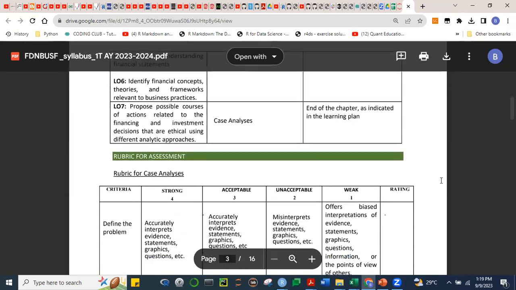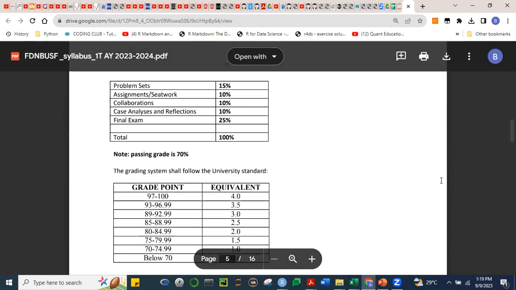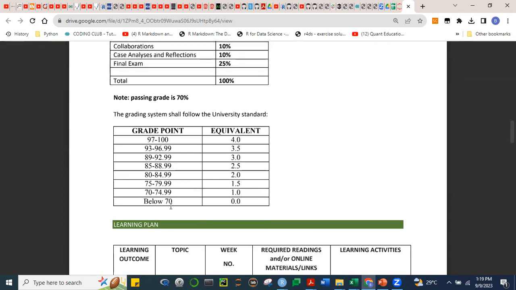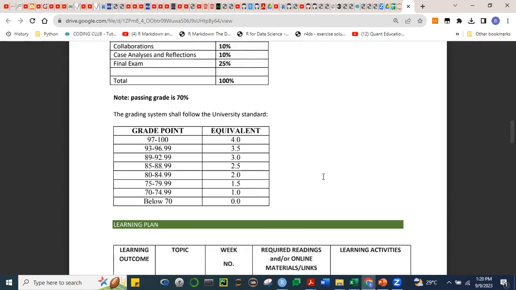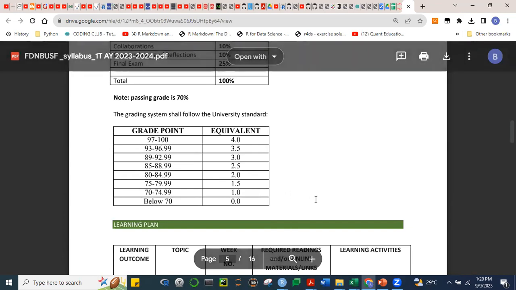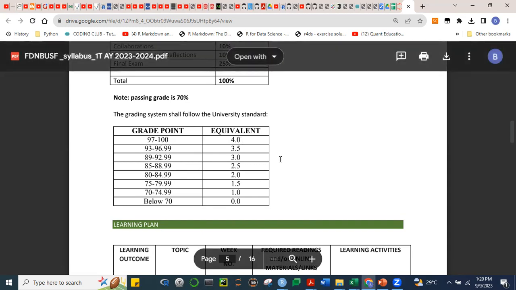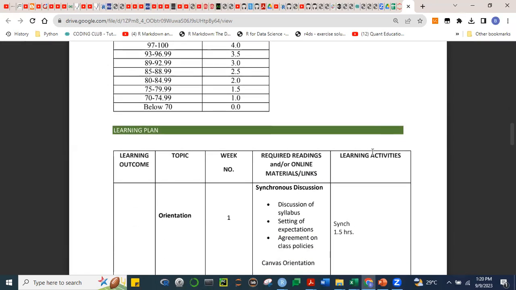All right, so what are the lessons that we're going to focus on in this subject? You know the equivalents of the grades: 97 to 100 is 4.0, and below 70 is a repeat. I don't expect any one of you to be planning on getting a grade below 70. Pretty sure most of you, if not all of you, will attempt to get the highest grade. But of course, it will also depend on how you perform in this class.